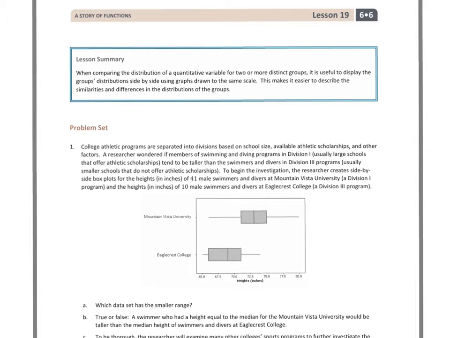When we look at Problem 1, college athletic programs are separated into divisions based on school size, available athletic scholarships, and other factors. A researcher wondered if members of swimming and diving programs in Division 1 tend to be taller than swimmers and divers in Division 3 programs. To begin the investigation, the researcher creates side-by-side box plots for the heights of 41 male swimmers and divers and of 10 male swimmers and divers at Eagle Crest College.